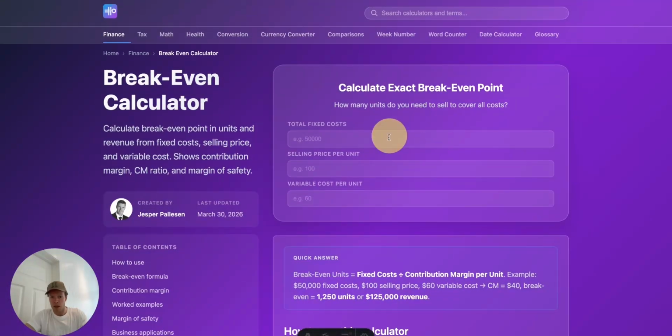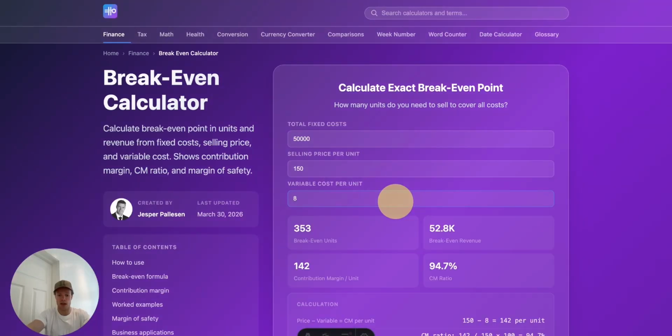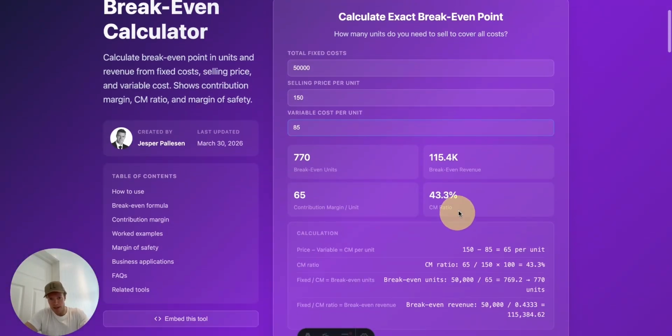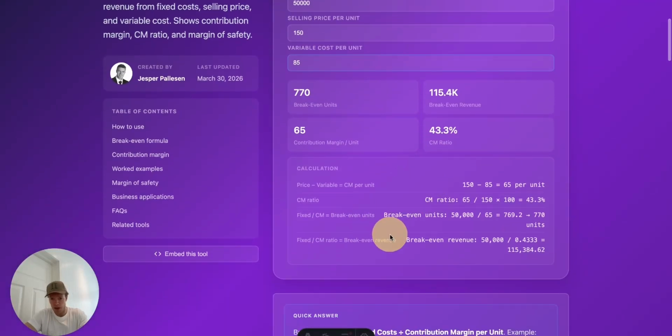But let's just do an example here. So let's say you have a total fixed cost of 50,000. Selling price per unit could be 150. And then the variable cost per unit, let's say costs you 85. So instantly you'll get the break-even units, break-even revenue, the contribution margin, and the contribution margin ratio. Down here you would see exactly how it's calculated.